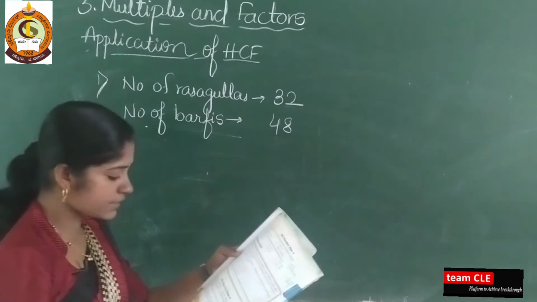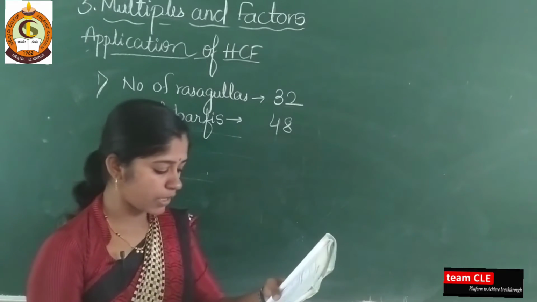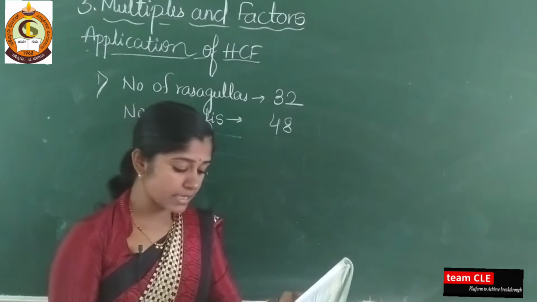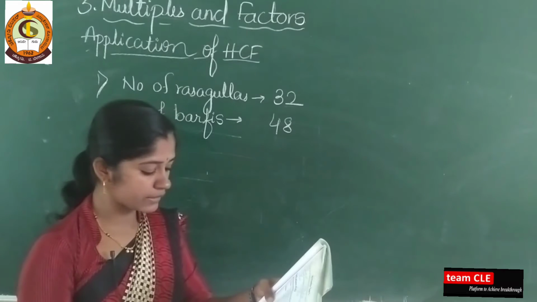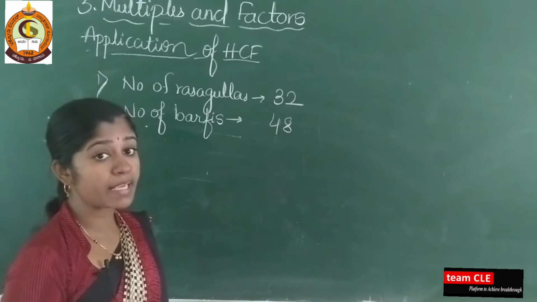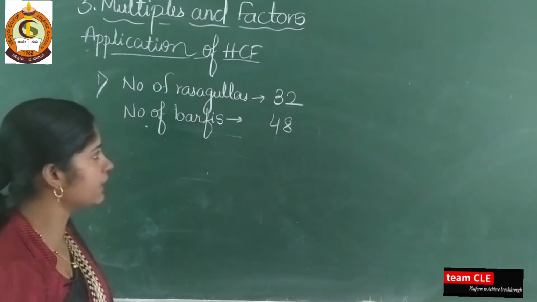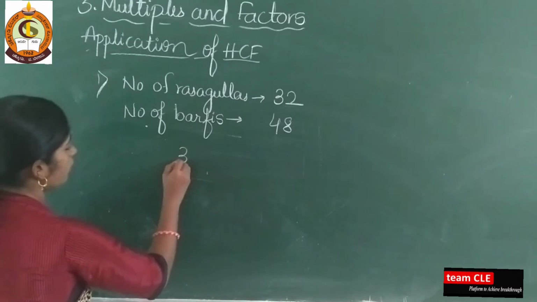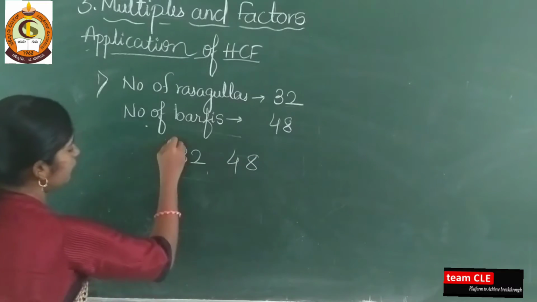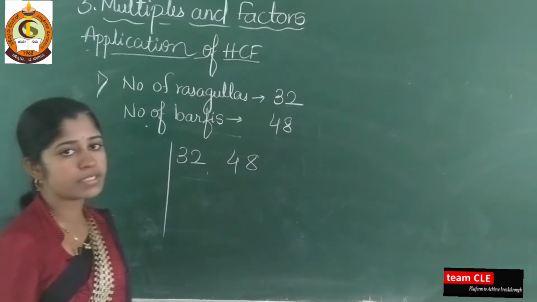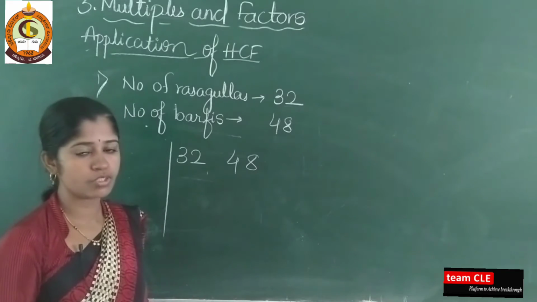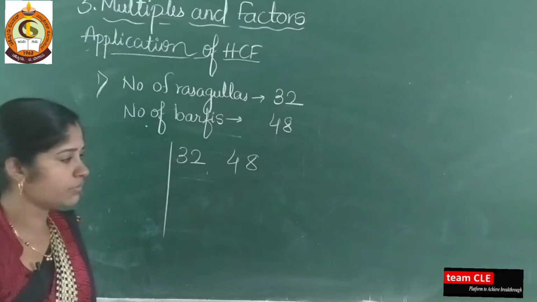They are asking for the maximum number of boxes in which rasgullas and burpees can be packed together such that an equal number of both are in each box. To make them equal, we need to check how many maximum boxes we need. So find the HCF of 32 and 48. Dear students, here you can use the prime factorization method or the division method. I will use the division method.